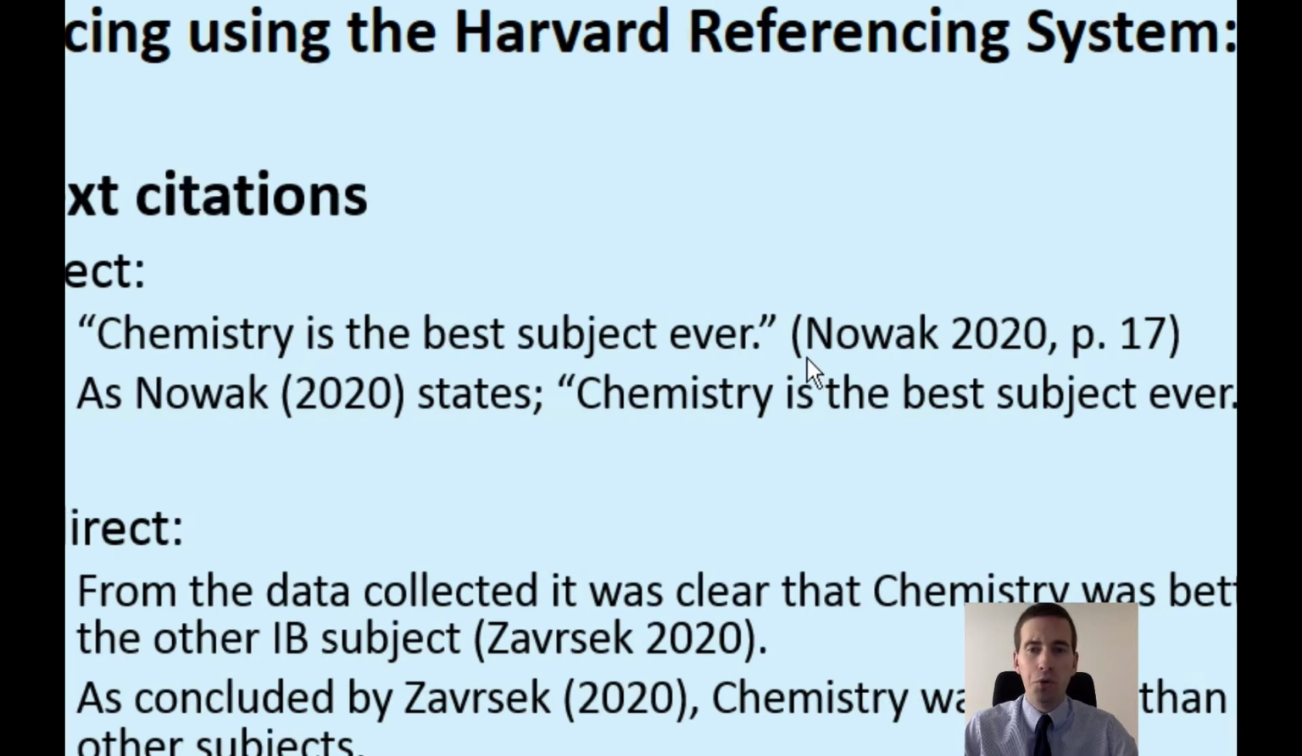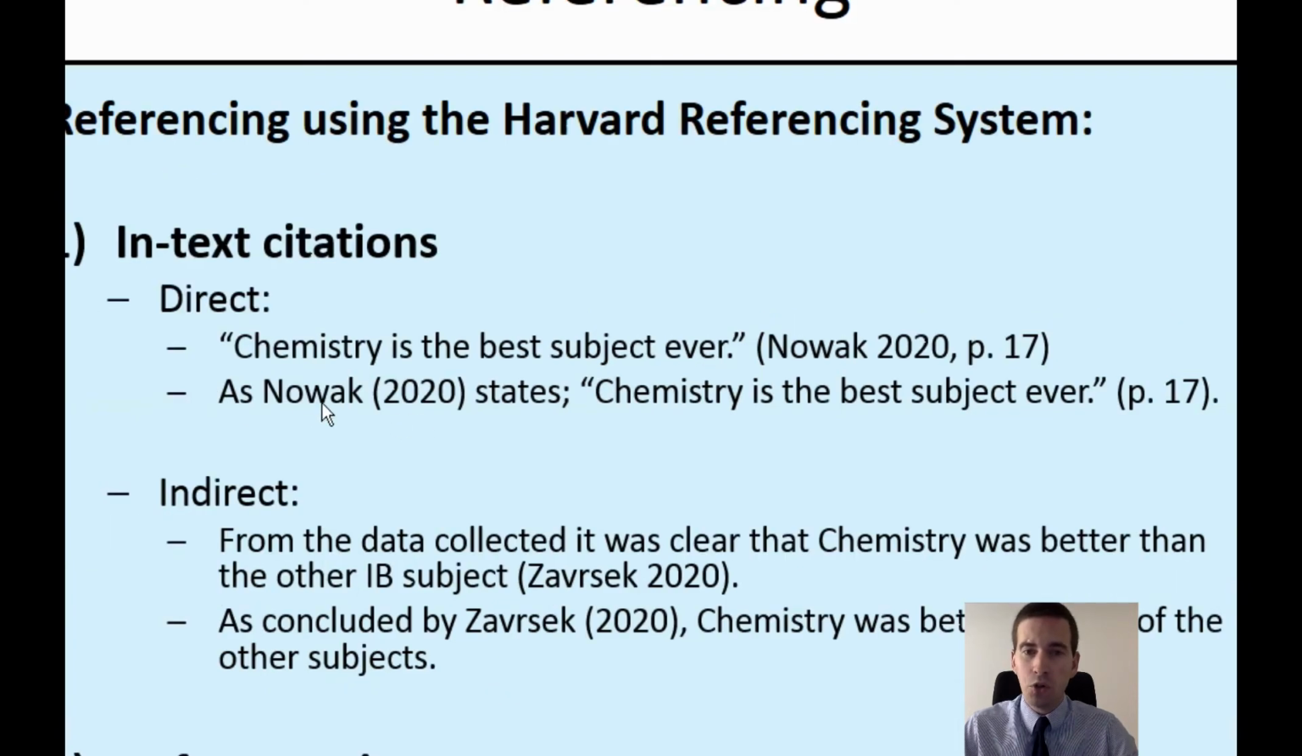So you can put the whole thing at the end of the quotation in rounded brackets, or you can break it up slightly. Here, as the author states, you've put the year in brackets next to the author's name. The page number goes in brackets at the end of the actual quote. So these will both be examples of direct citations.